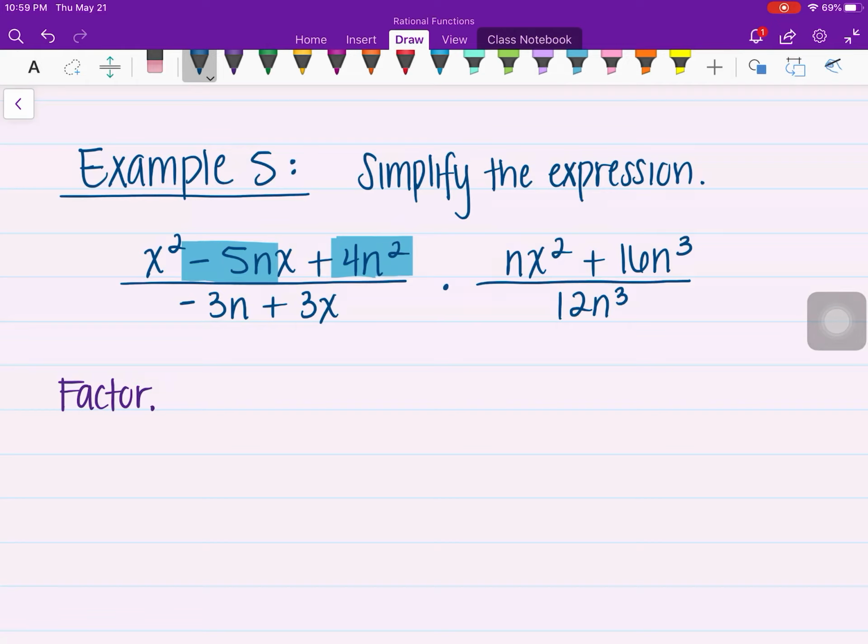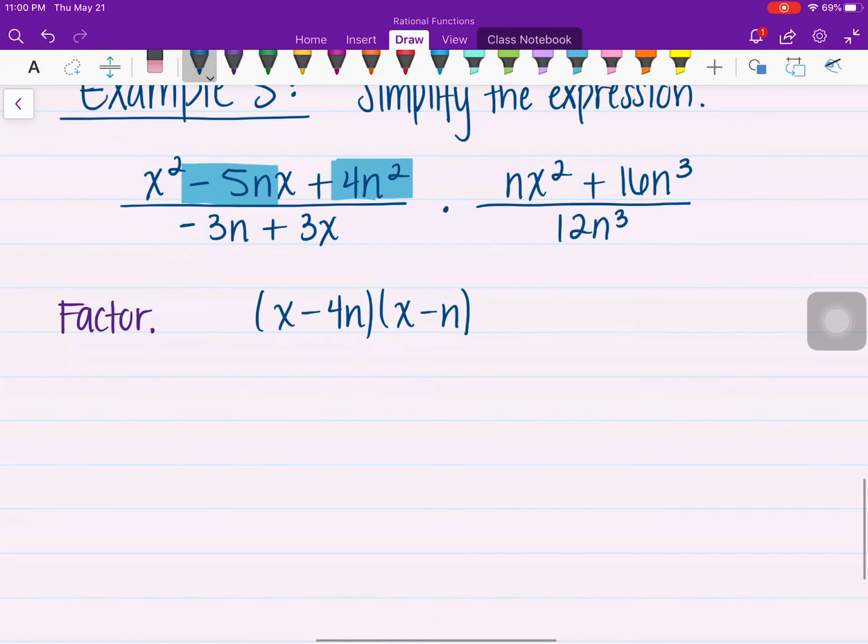Those negative factors in this case would be -4n and -1n. So I'll rewrite this: we have x minus 4n times x minus n, or I could write x minus 1n, but the 1 isn't necessary. Then let's move on to the bottom. In this case, we have -3n plus 3x, and I'm going to factor out a 3. We are left with -n plus x.